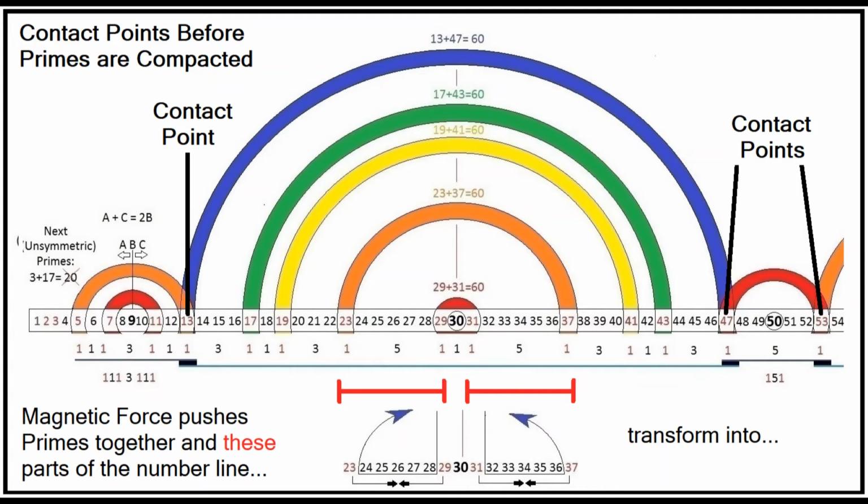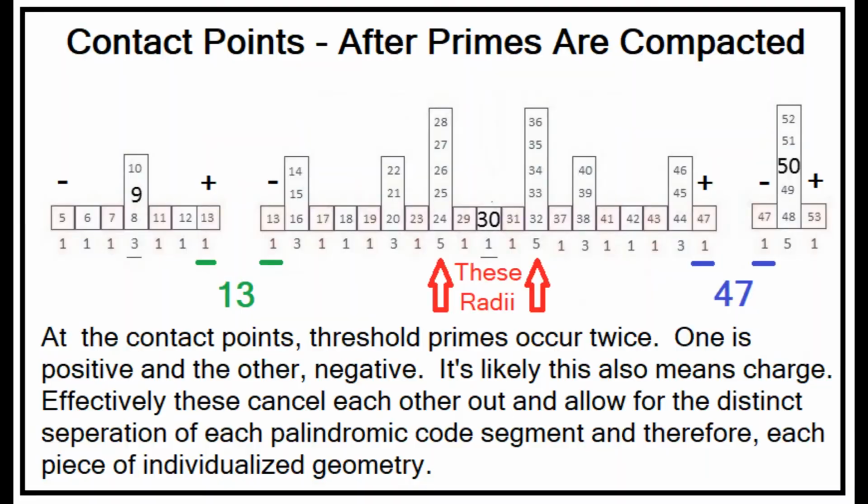Here are the first few contact points shown before primes are compacted. The curved arrows at the bottom of this image are indicating what's happening during the consecutive composites transition from linear to vertical positioning. The numerical range within these red brackets transform into the radii above these red arrows.